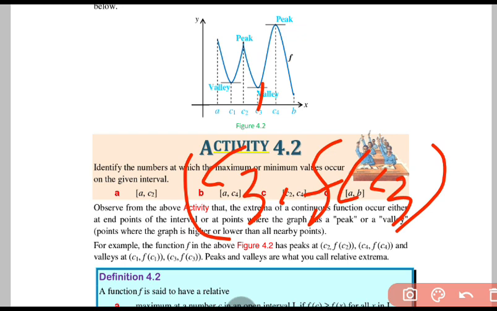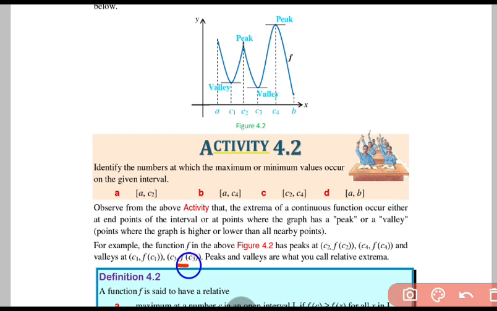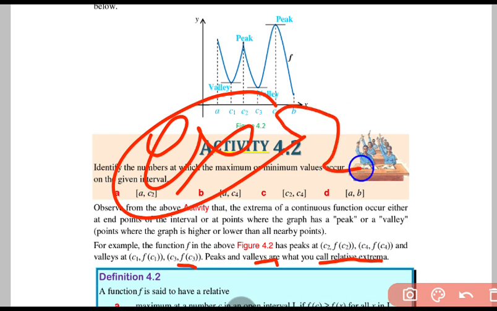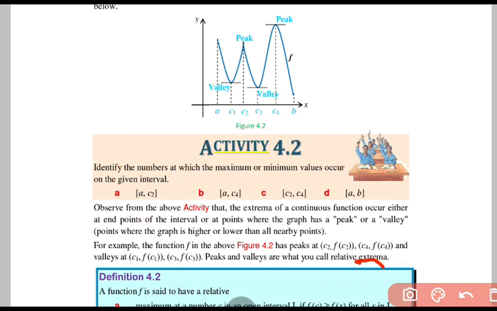There is nothing else left; that is all. Peaks and valleys are relative extrema. And don't forget, when we talk about extrema, we mean both maximum and minimum. Relative extrema means relative maximum and relative minimum. Don't forget.